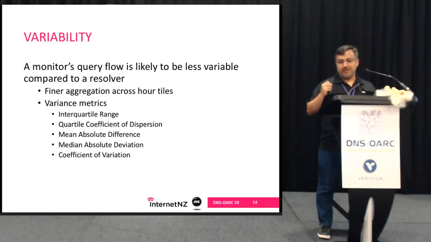We used five different variance metrics: the interquartile range, which is the difference between the third quartile and the first quartile, the quartile coefficient of dispersion, the mean absolute difference, the median absolute deviation, and the coefficient of variation.